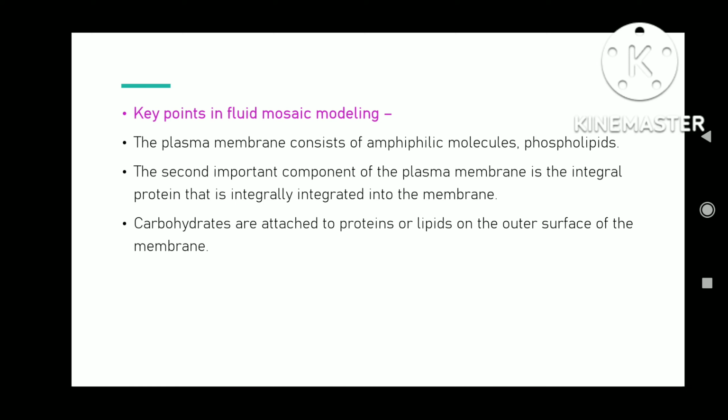The key points in the fluid mosaic model. The plasma membrane consists of amphiphilic molecules, the phospholipids. The second important component of the plasma membrane is the integral protein that is integrated into the membrane. Carbohydrates are attached to proteins or lipids on the outer surface of the membrane.